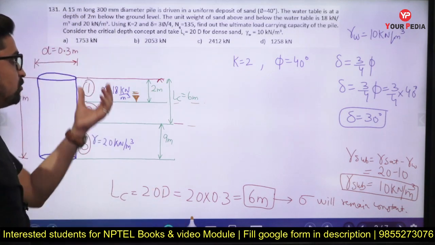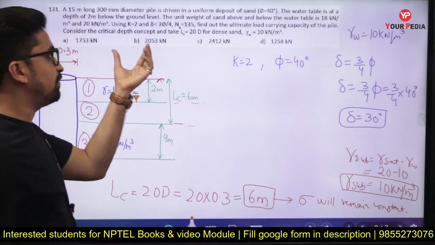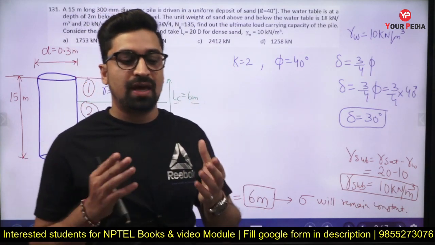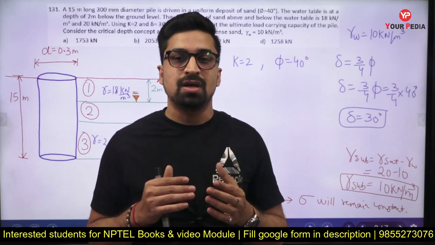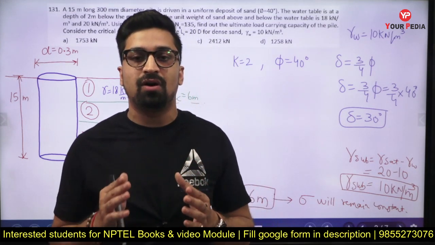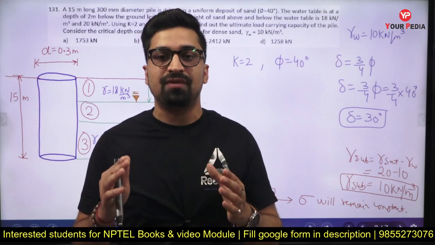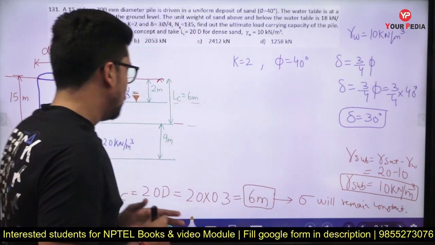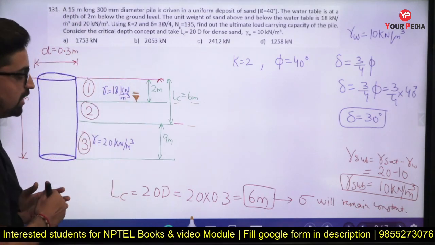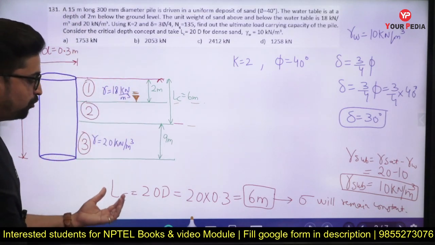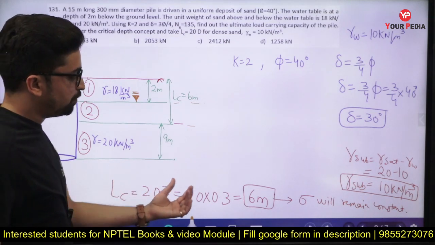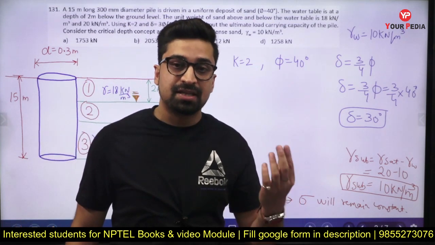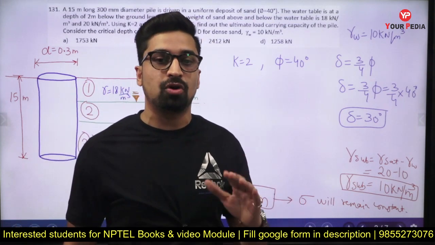Now they have also asked you to consider the critical depth concept. Basically, what is the critical depth concept? Critical depth concept says that after the critical depth is reached, the sigma bar, or the effective stress of the soil, won't increase after this critical depth. It will remain the same for the rest of the depth of the pile. So in this case Lc is given as 20D, where D is the diameter of the pile. Therefore Lc comes out to be 20 times 0.3, which equals 6 meter. So after 6 meter of depth of the pile, sigma bar or the effective stress will remain constant and won't change.